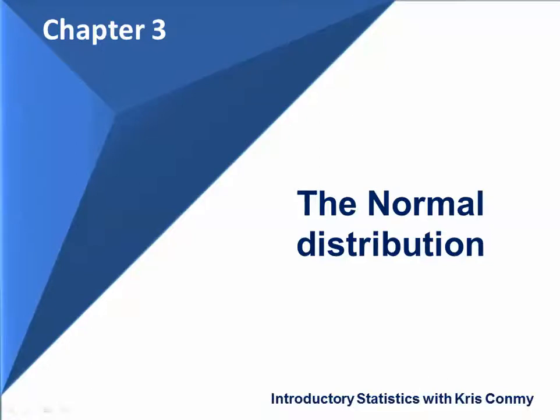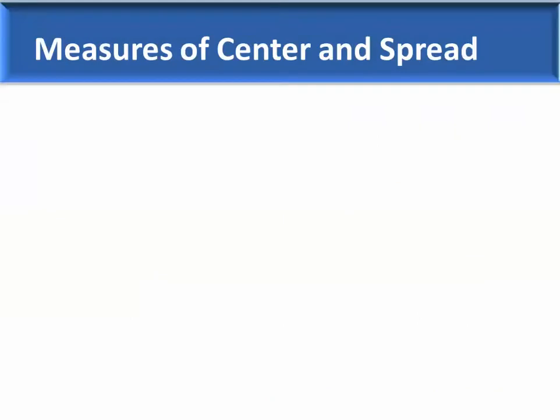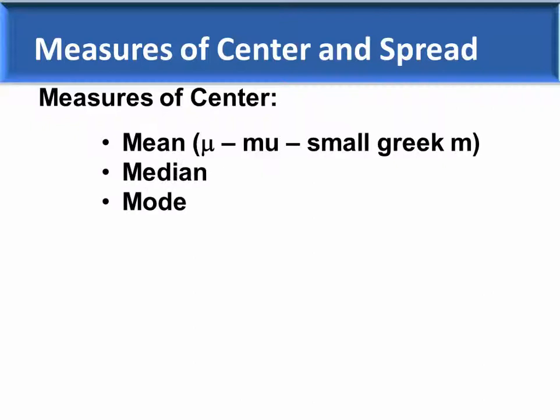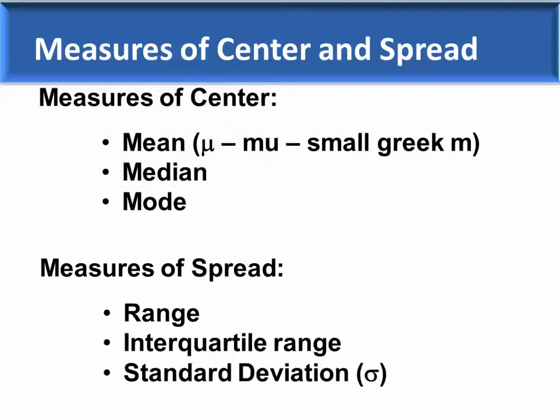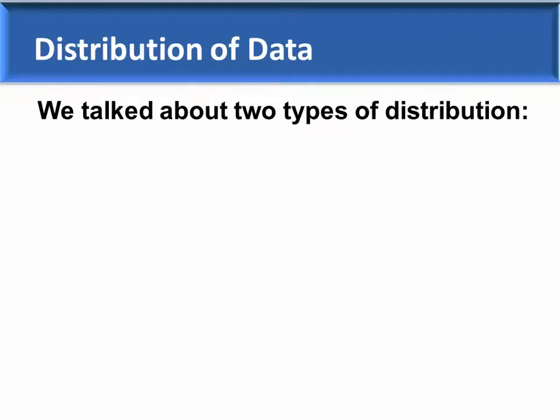In this video, we're going to be talking about the normal distribution. So we've already discussed measures of center and spread. We've talked about the mean, the median, and the mode. We've talked about range, interquartile range, and standard deviation. We've also talked about two different types of distributions.